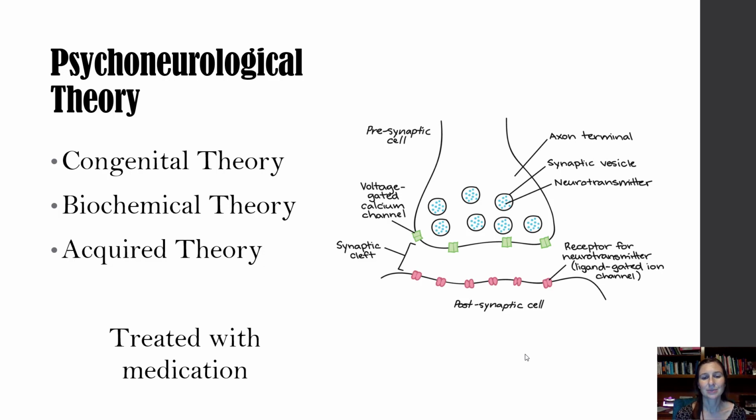Acquired theories deal with symptoms caused by identifiable events, so something like traumatic brain injury or something like that. Now, since all these theories deal with the biological factors in behavior, they take the perspective of a medical model, so all the symptoms are typically treated with medication.